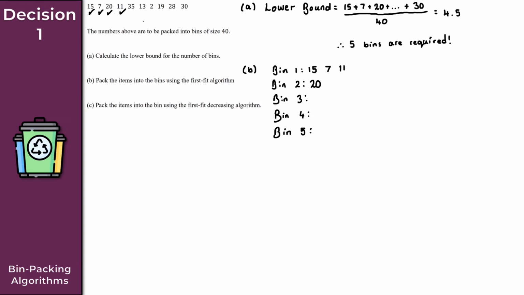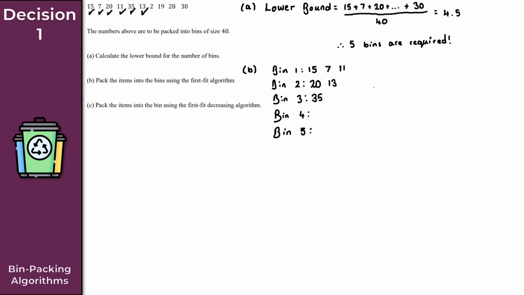Now 35 clearly cannot go into bin 1 or bin 2. So 35 then needs to go into bin 3. So 35 goes there. Give that a tick. So for 13 then, well, clearly 13 cannot go into bin 1. So up to now, bin 1 has 15, 7, 11. So 22, 33, I've got 7 units of space left. So clearly 13 won't go into bin 1, but it will go into bin 2. Put 13 into bin 2.